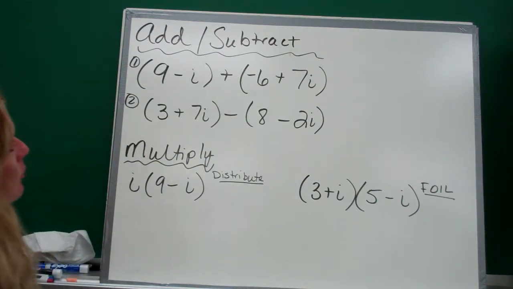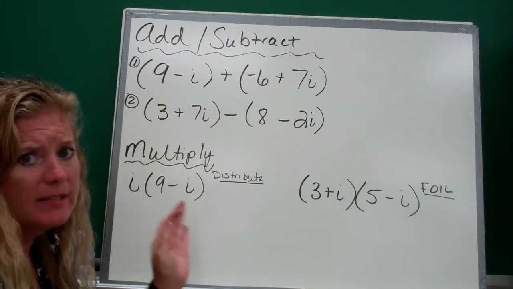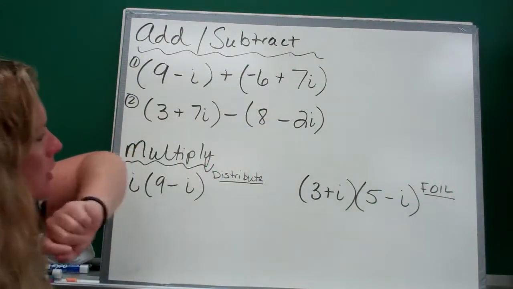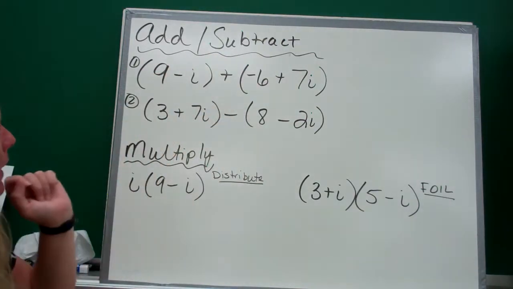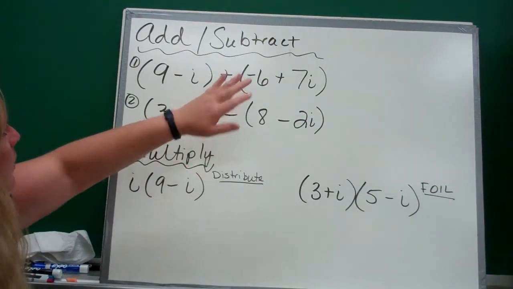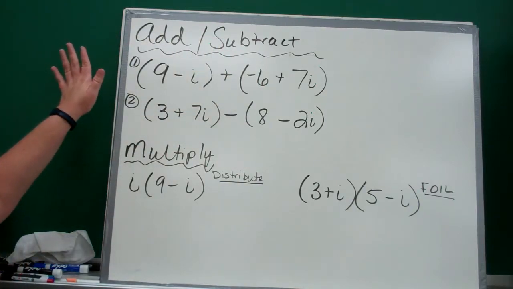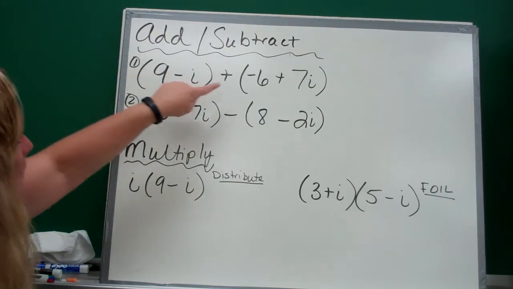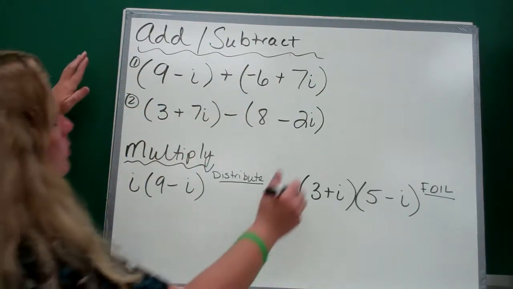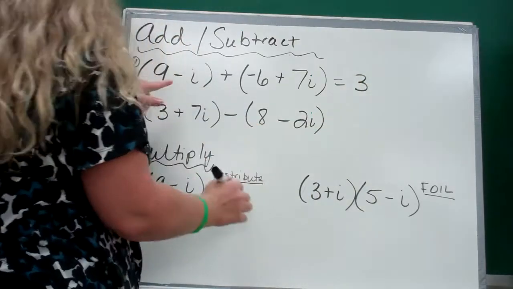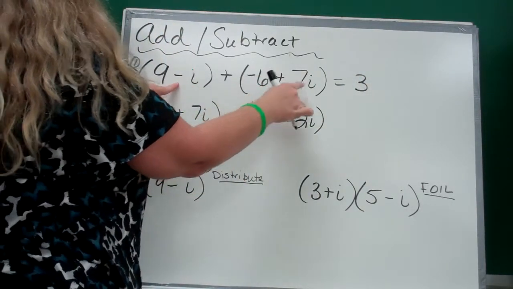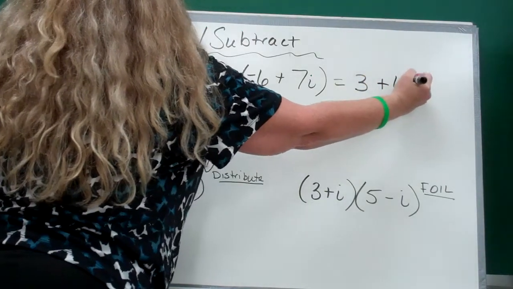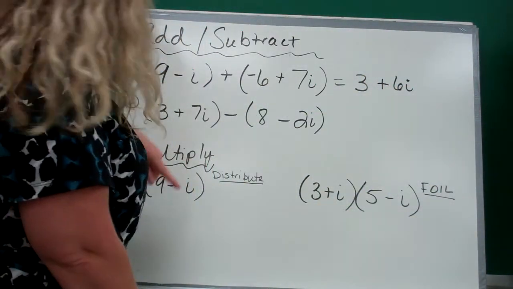Okay, adding and subtracting. This is just like combining like terms. You've got the imaginary parts that you're going to combine and the real parts that you're going to combine. With addition, you can just forget about the parentheses and combine like terms. 9 plus -6, which is 3. i plus 7i is going to be positive 6i. And you leave it like that.